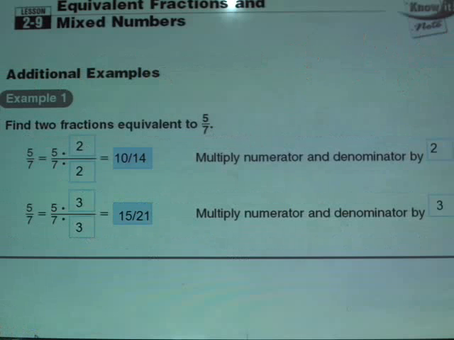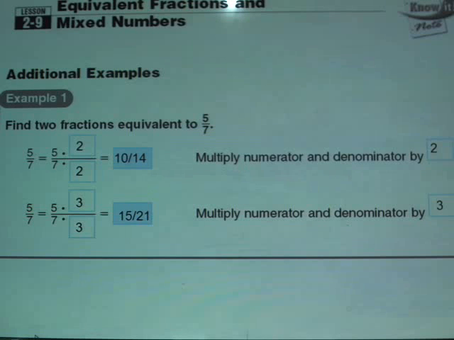Okay, so with that in mind, let's take a look at number 1 here. In number 1, we're supposed to find two fractions equivalent to 5/7. Most of us, when we think of equivalent fractions, probably think of reducing fractions and making them smaller. But it doesn't necessarily have to become a smaller fraction. It can become a bigger one. As a matter of fact, smaller isn't even an option because 5/7 is actually fully reduced. I can't make that any smaller.